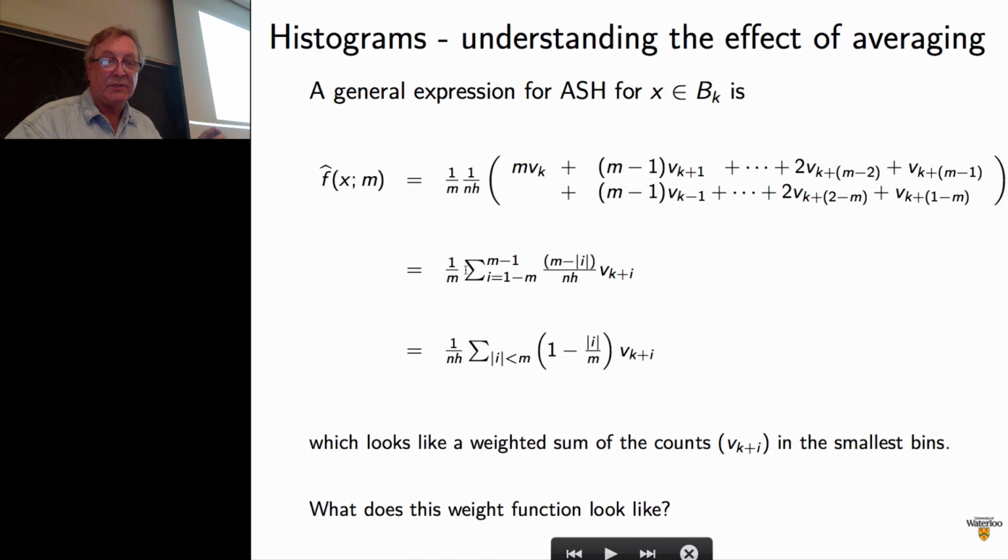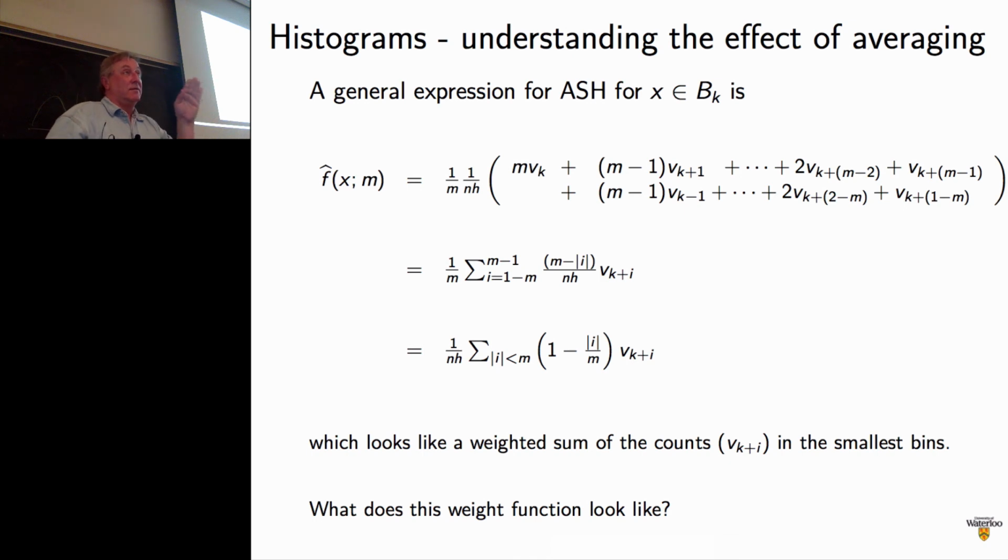Or alternatively, take this M through and the NH out, and I've got 1 over NH, that's our nice thing for making this a density, and I'm summing for all I less than M of 1 minus absolute value of I over M times VK plus I. So if I'm interested in the kth bin, that little BK, what I need to do is go from minus M to plus M away, and get the counts in each of those little bins. And I'm going to add them together as a weighted average.